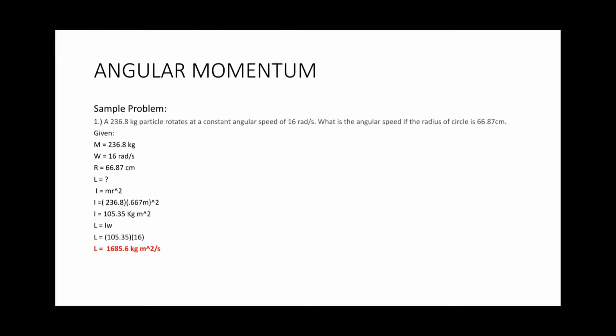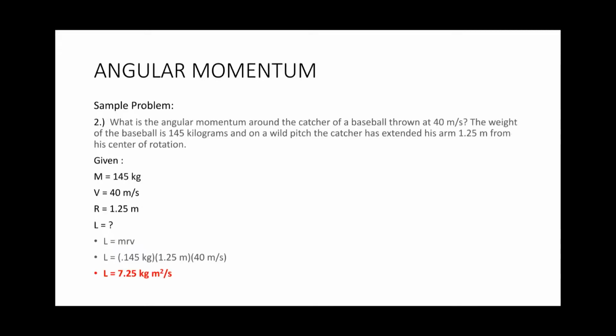105.35 multiplied by 16 is equal to 1685.6 kilogram meter squared per second. Okay, let's have another example for angular momentum.